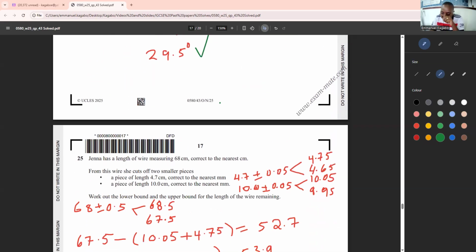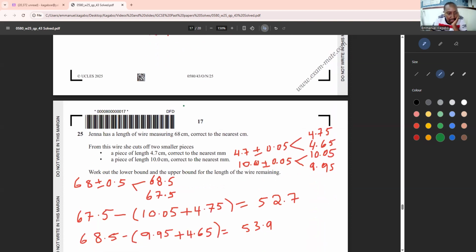Thank you. Question 25. This is about upper bound and lower bound, and it is about subtraction, which you need to know very well. They told you they have a length, which is normally that, and they said correct to the nearest centimeter. Basically means you have to do 68 plus or minus 1 over 2, and 1 over 2 is 0.5. This is upper bound of my length, and this is the lower bound.